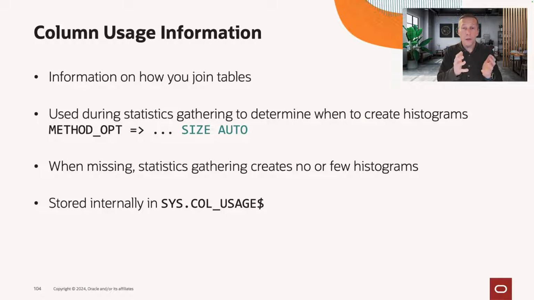When you set method_opt to something with size auto, the column usage information determines whether histograms are needed or not. If you don't have column usage information, well, no histograms are created, and for some workloads, it makes it impossible for the optimizer to come up with a good plan. Internally, we store this information in a table called col_usage$.